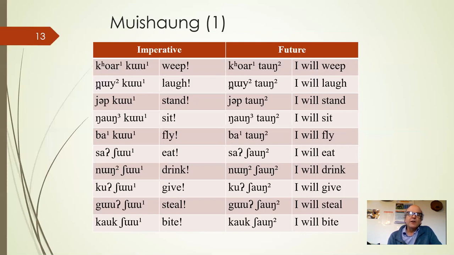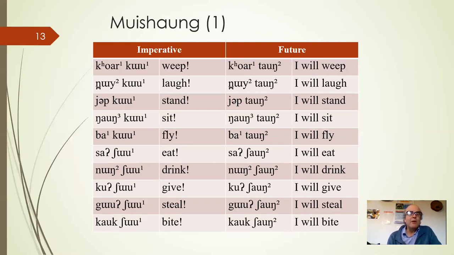We have some verbs: kuar, weep; nei, laugh; jap, to stand; naung, to sit; ba, to fly; sa, to eat rice or bananas or fish or eggs, not other things; nung, to drink; gu, to give; go, to steal; and gulp, to bite. The 10 different verbs, which I have pronounced okayly.